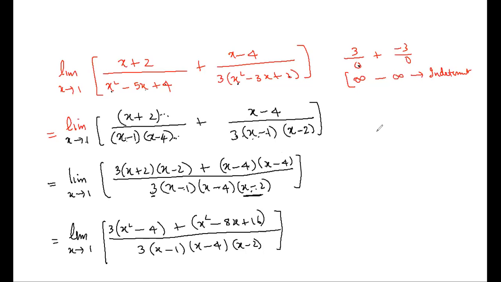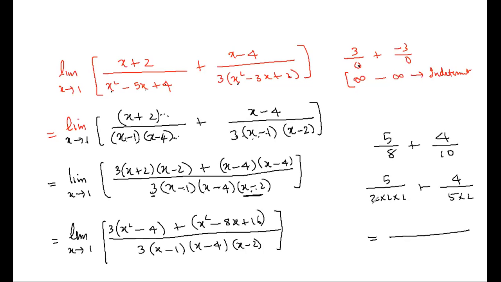Yeah. Actually, now look at this. 5 by 8 plus 4 by 10. What we are doing is, this 8 is 2 into 2 into 2. 10 is 5 into 2. What will be the LCM? 2 एक बार आएगा. बाकी 2 2 है वो भी आएगा. Plus a 5 भी आएगा. LCM will be this.